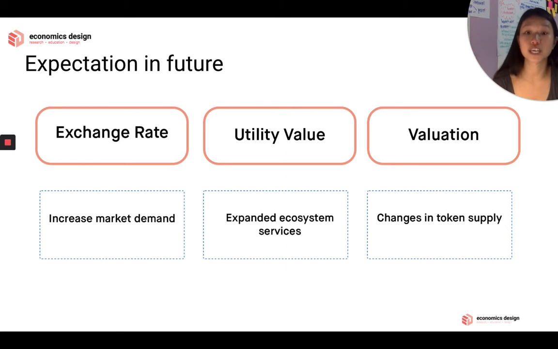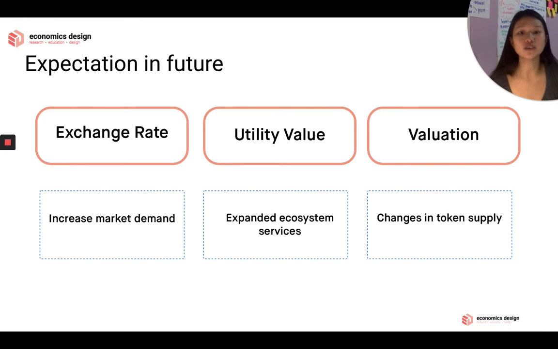The other one is expectation in the future. So this is how individual people expect your token ecosystem is going to be like in the future. The first one is exchange rate. So when there is an increase in market demand, you think that the exchange rate between the prices or the price value of the token will increase, and so the exchange rate will be more favorable because people are going to demand a lot more. So it helps with the exchange rate.